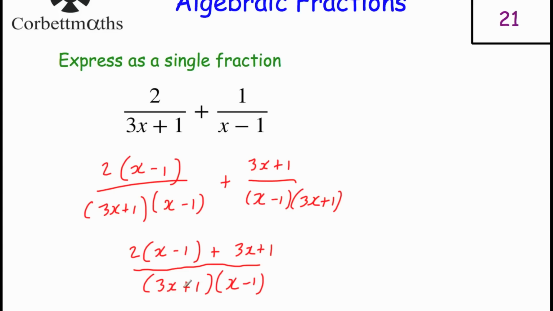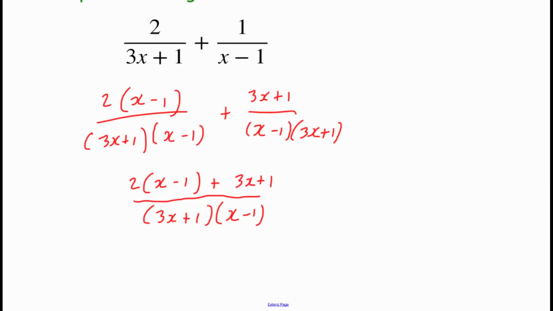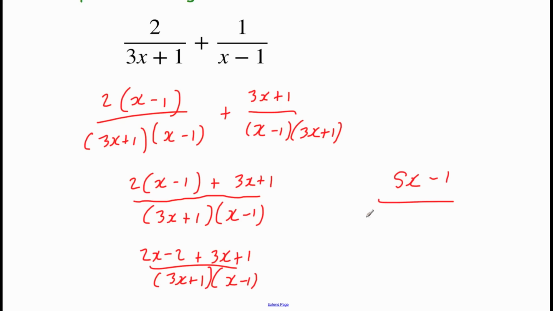Now let's simplify our numerator, so let's expand that bracket. 2 times x is 2x. 2 times minus 1, that's minus 2, and then we've still got our plus 3x plus 1, and our denominator is still 3x plus 1 and x minus 1. And then finally, simplifying our numerator, we've got 2x plus 3x, that's going to be 5x. And then we've got minus 2 plus 1, which is minus 1, and our denominator was 3x plus 1, x minus 1, like so.